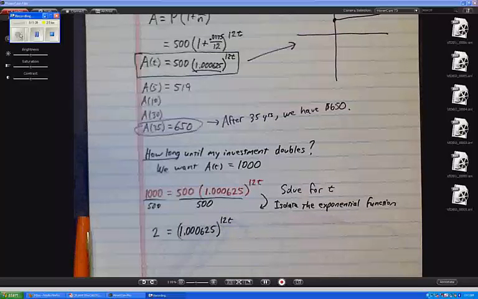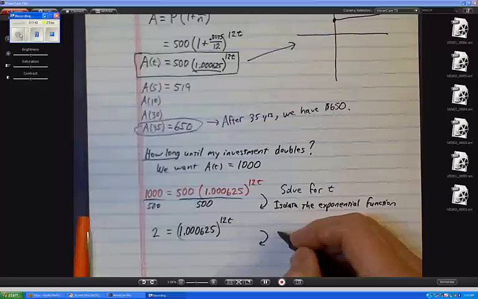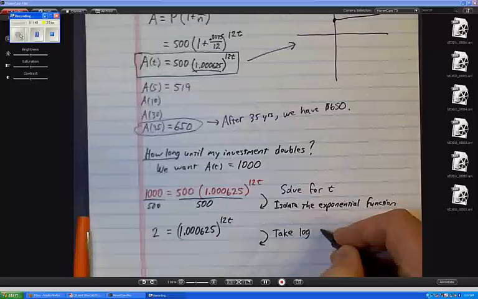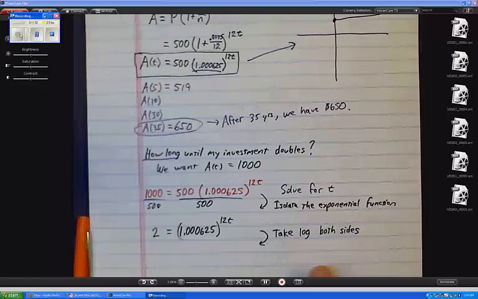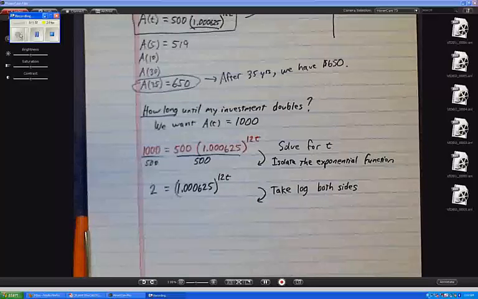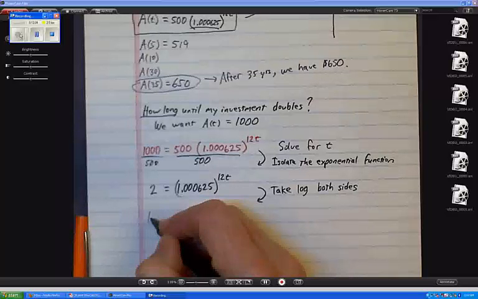And then what's the next step? You got the exponential function by itself. How do you undo exponential functions? Take the log. That's right. So we're going to take the log of both sides. Do you guys like regular log or natural log? Regular log? All right, fine. When I say regular log, what's the base? Base 10? Okay. It really doesn't matter. You could do it either way.